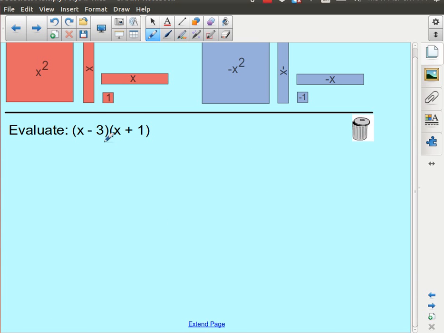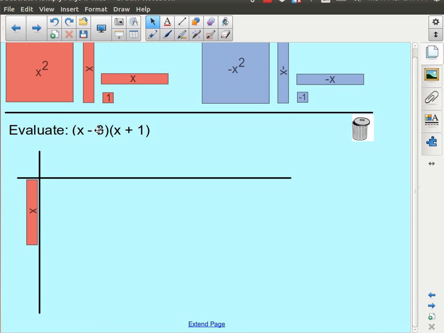So let's use that area model again. Give myself a framework to work with here. So the first one is x subtract 3. So put a negative 3 down that one side. And the other one is going to be x plus 1. And so an x times an x gives me an x squared. A 1 times an x gives me a positive.